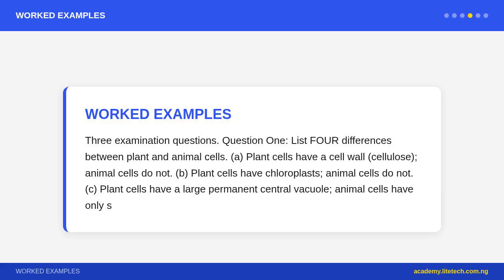A. Plant cells have a cell wall, cellulose. Animal cells do not. B. Plant cells have chloroplast, animal cells do not. C. Plant cells have a large permanent central vacuole, animal cells have only small temporary vacuoles. D. Animal cells have centrioles, plant cells do not, in higher or flowering plants.